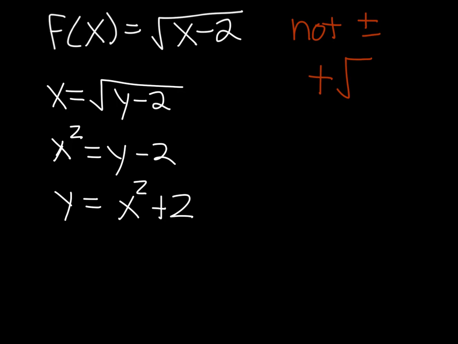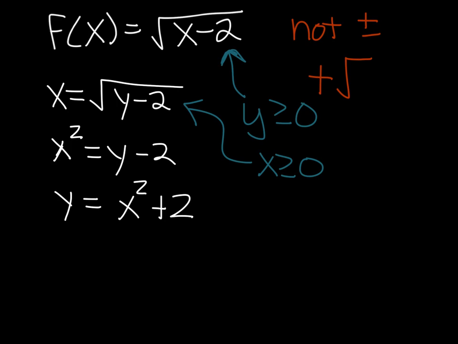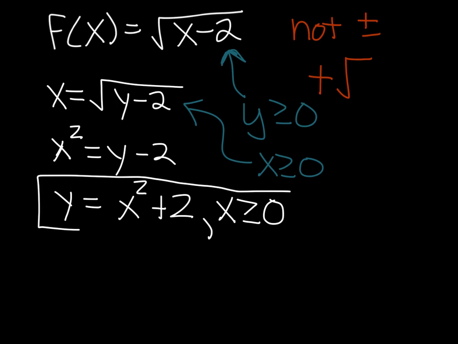But we have to include our restrictions, because the restriction on this, y had to be greater than or equal to 0, right? So when we switched, x has to be greater than or equal to 0. So when we write our final inverse, we have to include the fact that x has to be greater than or equal to 0. So it's really only half of the parabola.